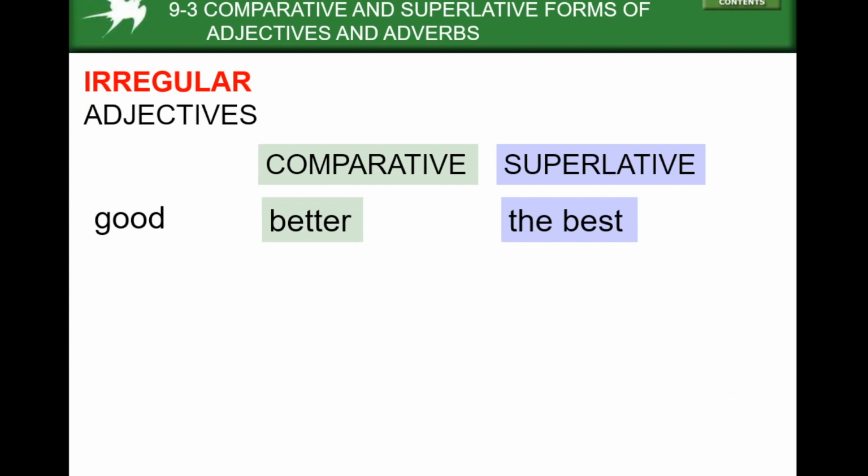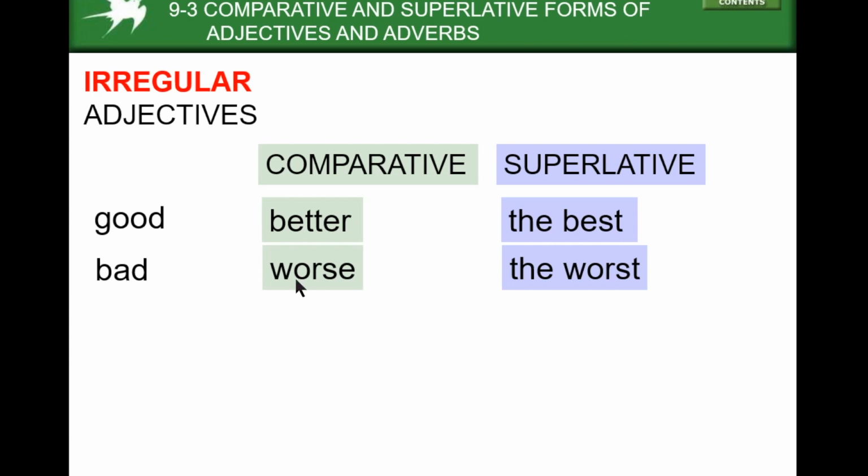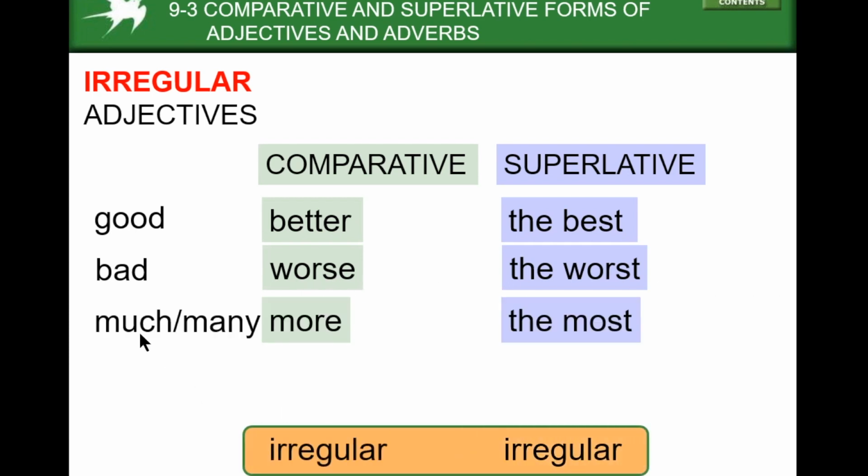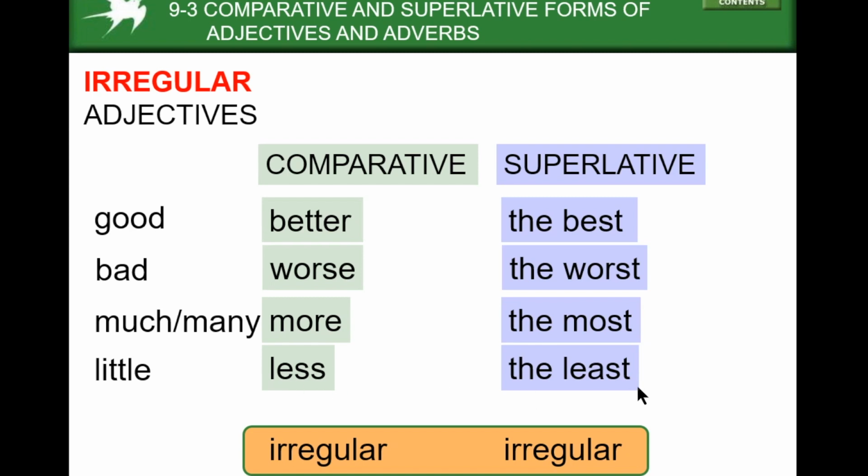But some comparative adjectives do not have rules. They are irregular. You just have to memorize them. Like good, better, the best. Bad, worse, the worst. Much, many, more, the most. Little, less, the least.